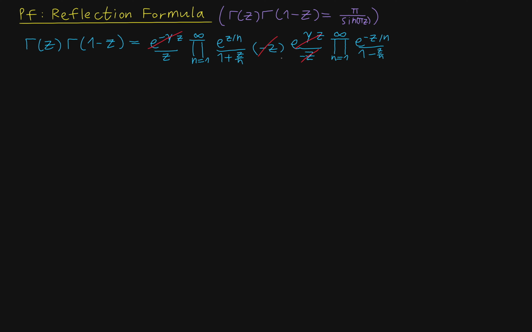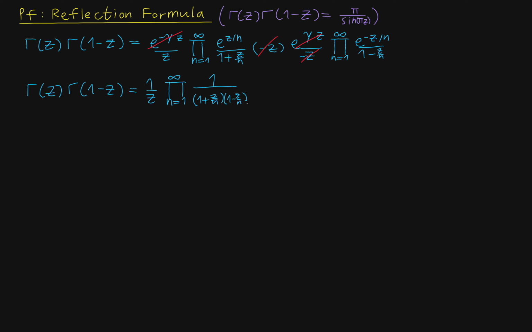And now, if we bring the products together, you're also going to see that the e to the z over n times e to the minus z over n are also going to cancel out. And so what we're going to get is that gamma of z times gamma of 1 minus z is equal to 1 over z times the product, n equals 1 to infinity, of 1 plus z over n times 1 minus z over n.